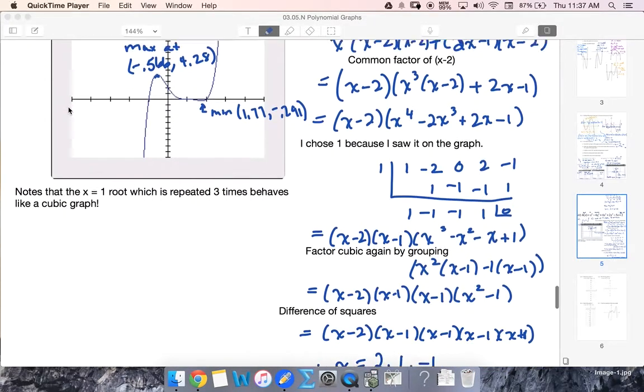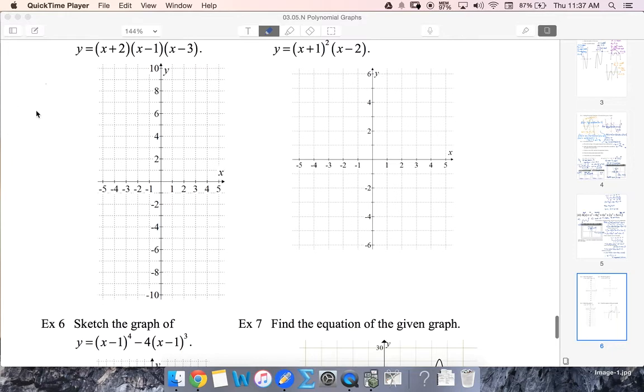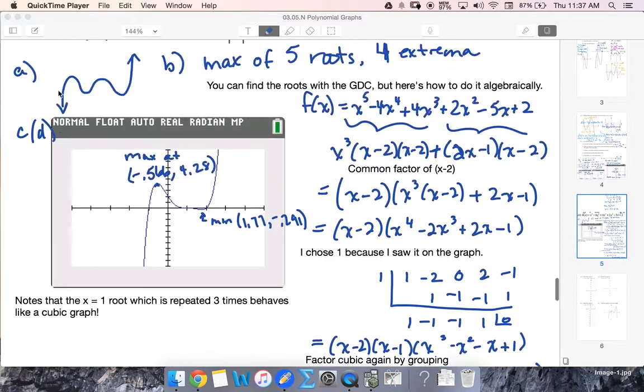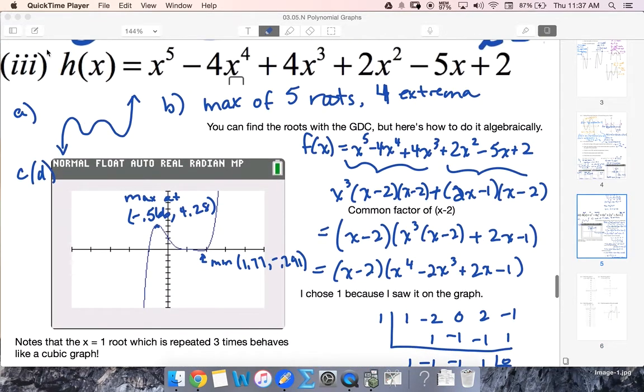I'm going to do example 4 here, but I just wanted to note in example 3, part 3, if you had graphed this in your calculator, you would have found the 3 roots of -1, 1, and 2. Notice this shape. If we had zoomed in closely around here, we would see that it looks almost like a cubic.